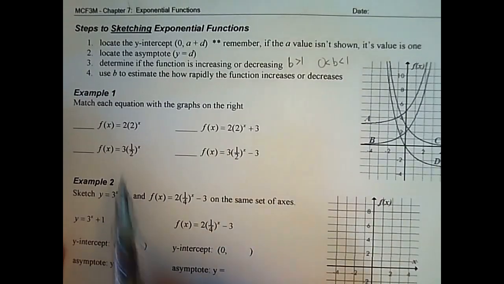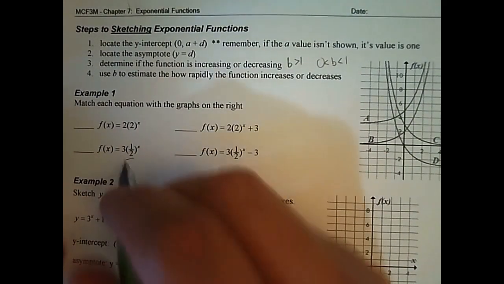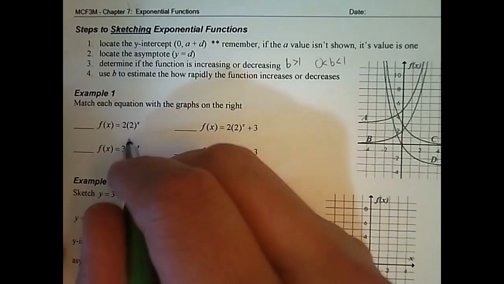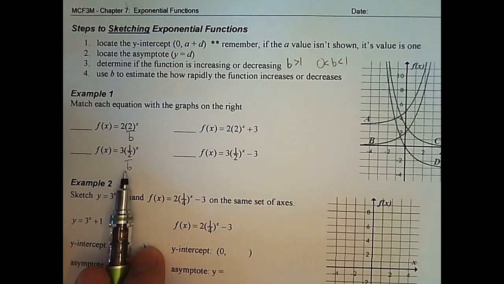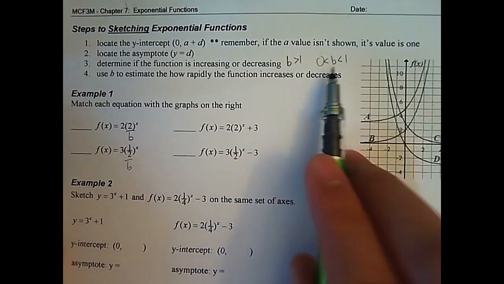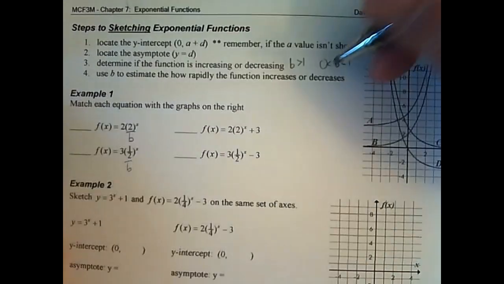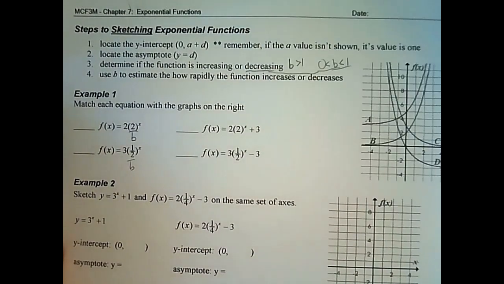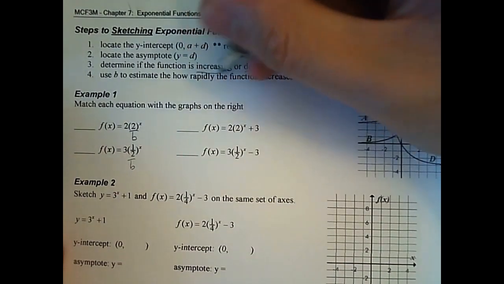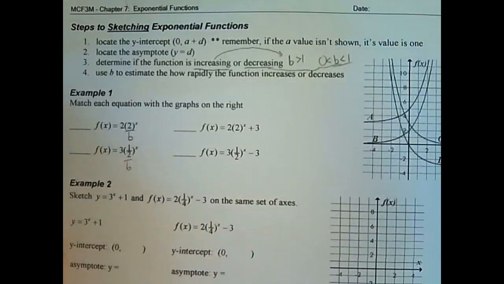I also notice my B value here, B is half, and then here the B value is 2. So if the B value is half, that tells me I have a decreasing. This is for decreasing. Let me go to a line here, so these are decreasing. And increasing is when the B value is greater than 1.